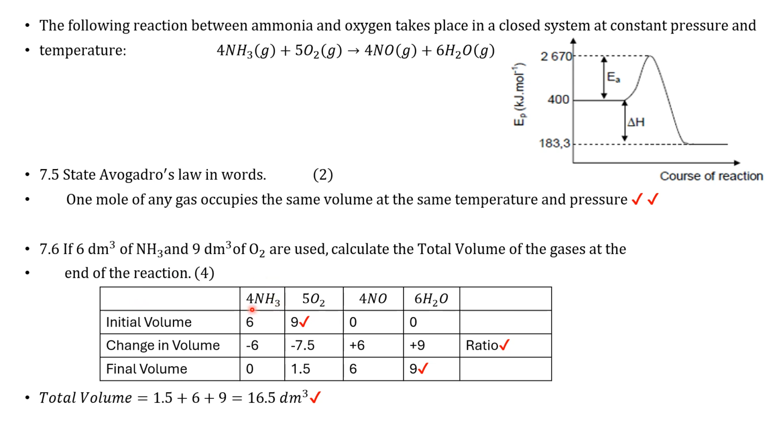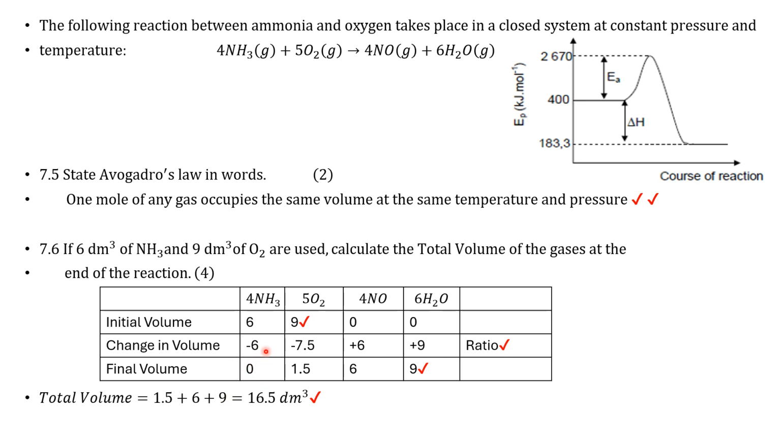Right, so there I have 4 moles, 5 moles, 4, 6. Initial volume, I had 6 decimeter cubed and 9 decimeter cubed. In the initial stages, nitrogen oxide and water haven't been formed yet, so 0 and 0. Now we use up all the ammonia. The change in volume is minus 6, that gives me 0 final volume.